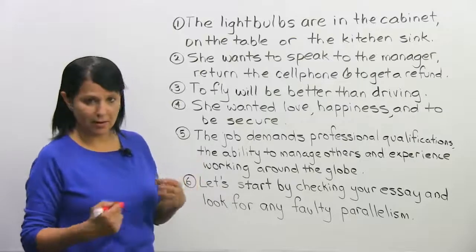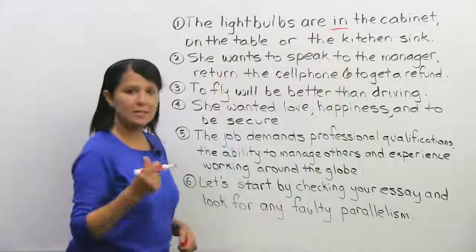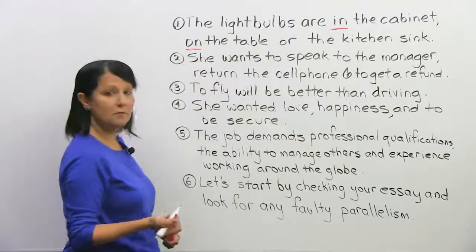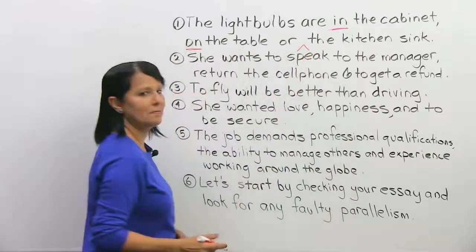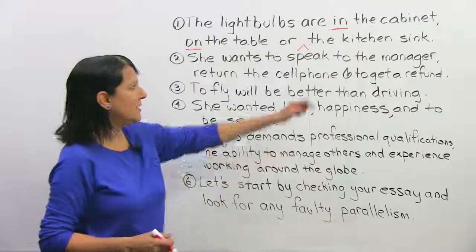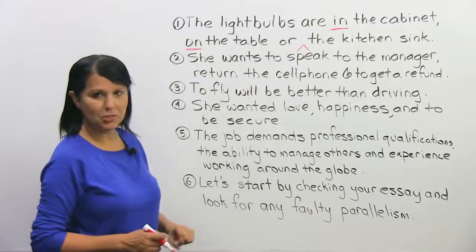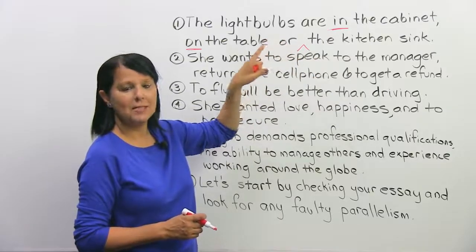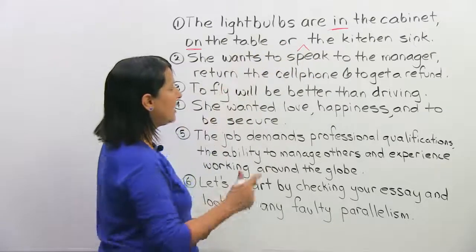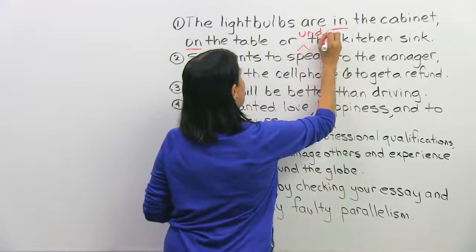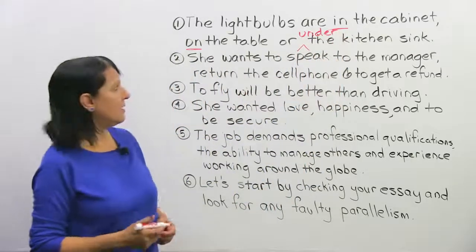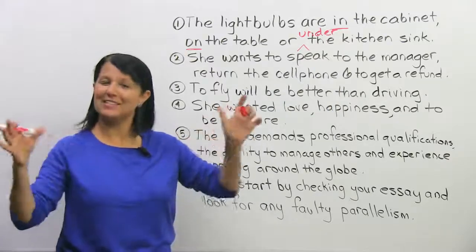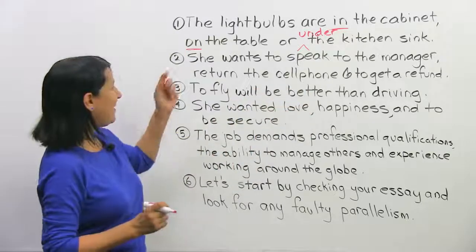The light bulbs are in the cabinet, on the table, or what's missing here? A preposition. In is a preposition, on is a preposition, but here we are missing a preposition, and that created a mistake in this sentence. So we could say, or under the kitchen sink. In the cabinet, on the table, under the kitchen sink. Now this sentence is parallel. Congratulations. All right, number 2.